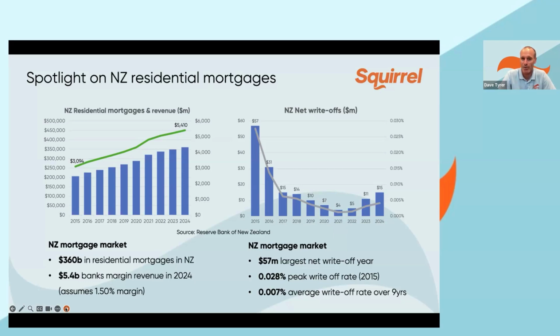Remember, they made 5.4 billion on their home loan portfolios in net interest income, and they suffered write-offs of 15 million last year. So that's a pretty good equation. I think any financier would be pretty happy with that as an outcome. So what does that translate to in percentage terms? So peak write-off rate, 0.028%. So that's, let's say 3 loans in every 10,000 where there was a write-off.